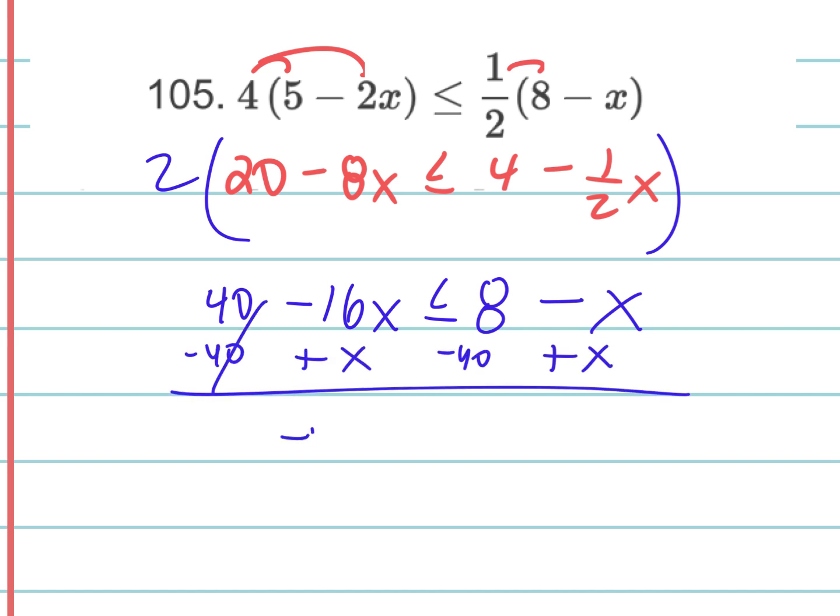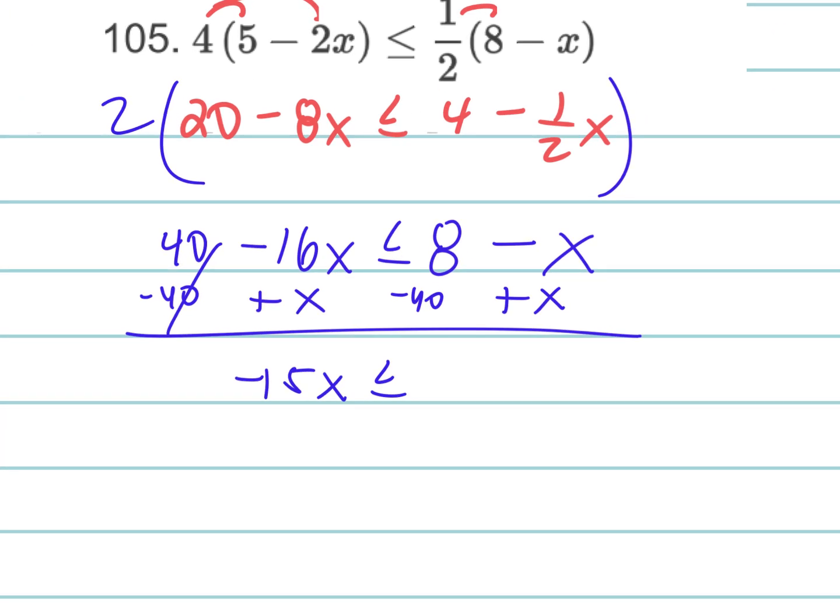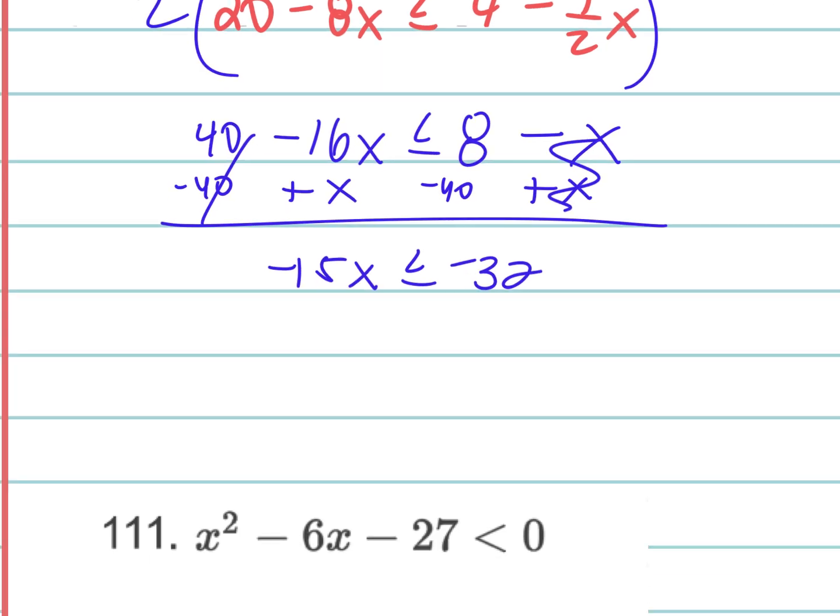So that leaves me with -15x is less than or equal. 8 minus 40 is going to give me -32, and this is going to cancel. So now, guys, if we're going to isolate x, we're going to divide by -15. When you multiply or divide by a negative number, your inequality sign flips. This becomes greater than or equal to. And you could just leave this as 32 over 15.